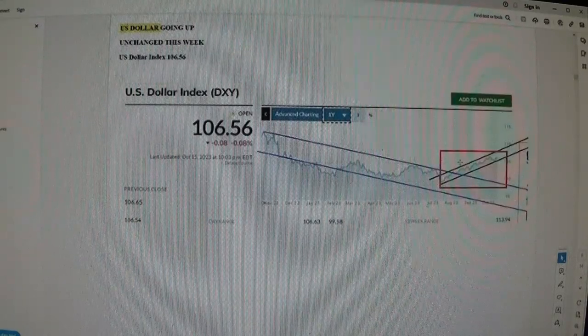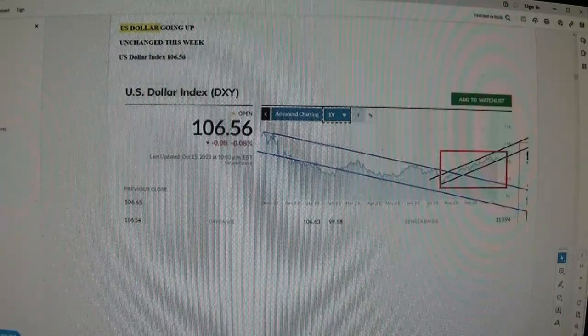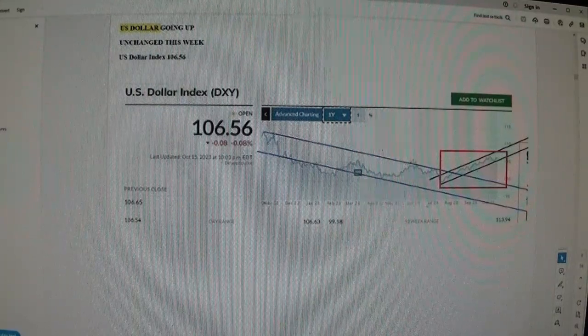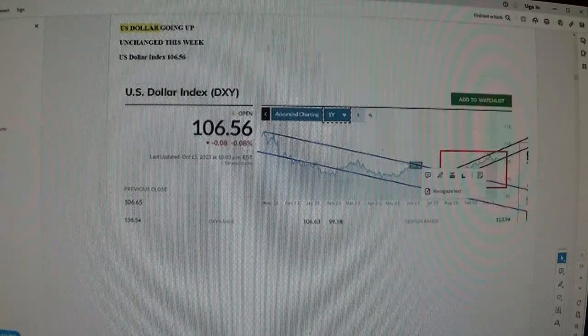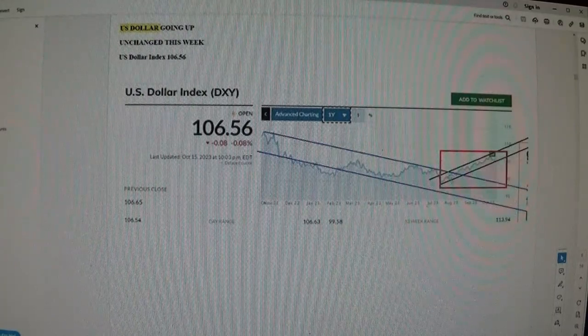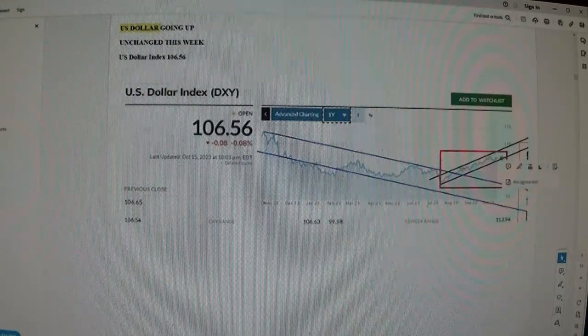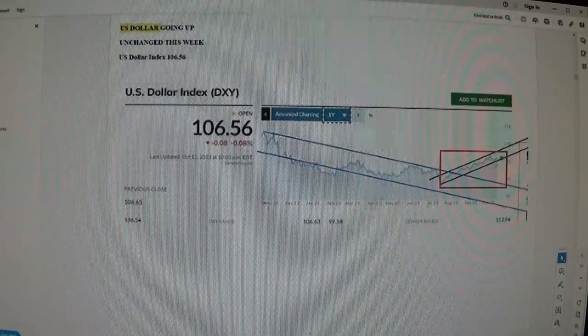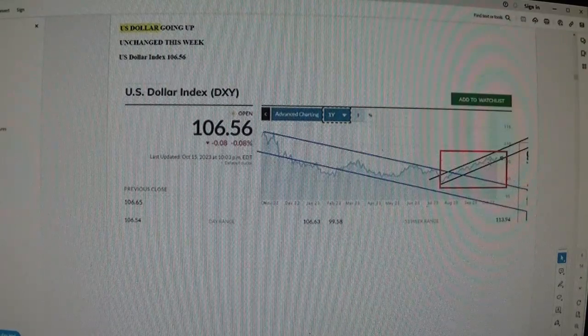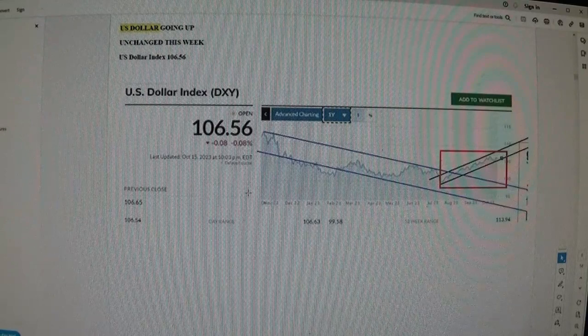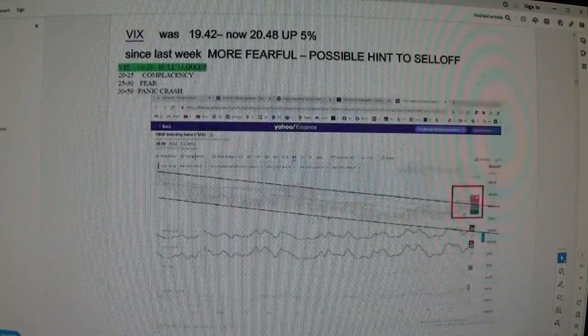This is the dollar index. You can see we've been going down in the dollar for years, maybe 10 years. And all of a sudden we're starting to appreciate. The dollar is starting to go up. So that's not a good pattern. And if it keeps going up, there are going to be earnings problems for big companies.